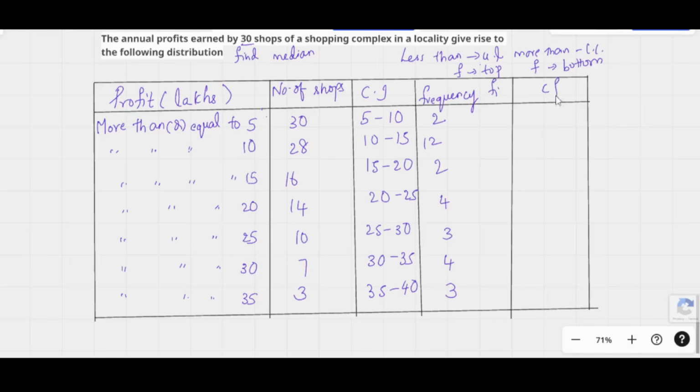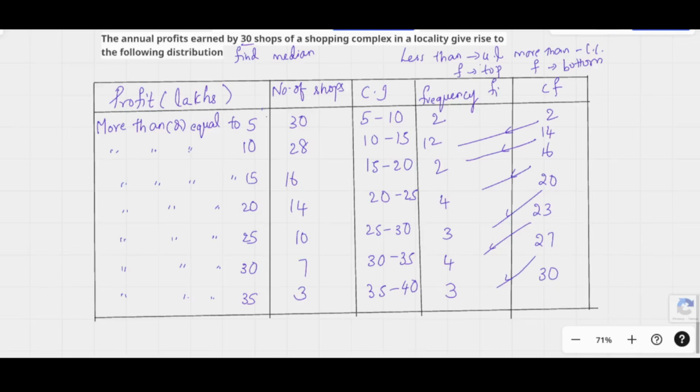Now let us find out the cumulative frequency. Write down the first observation, 2, like that only. And now add it. 12 plus 2 is 14, and then 14 plus 2 is 16. 16 plus 4 is 20, and 20 plus 3 is 23. 23 plus 4 is 27, and 27 plus 3 is 30. So these are our cumulative frequencies.